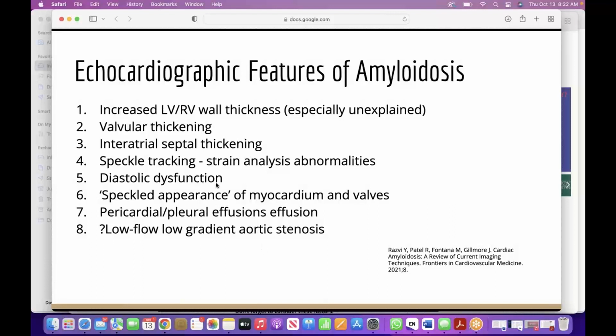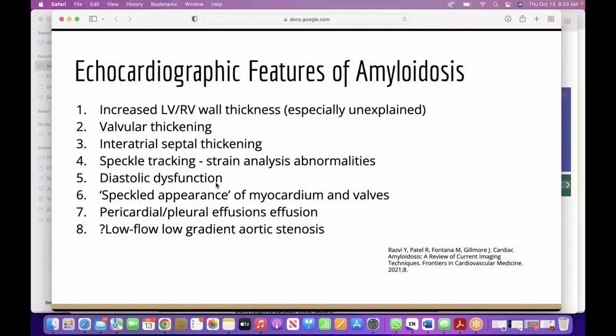Number 5, diastolic dysfunction is frequently seen in patients with amyloidosis due to the impact of amyloid fibril deposition on myocardial relaxation. Often E prime will be decreased and E velocities will be increased as you depend more on early mitral inflow for filling.